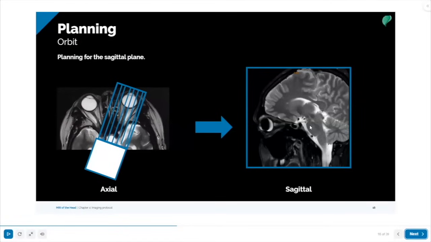This is important when diagnosing optic neuritis, optic nerve gliomas, and compressive lesions such as tumors or inflammation affecting the optic nerve.